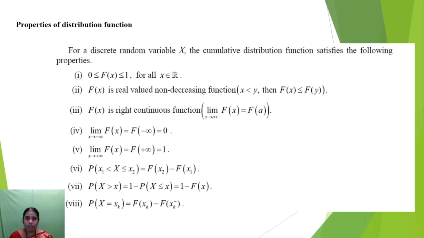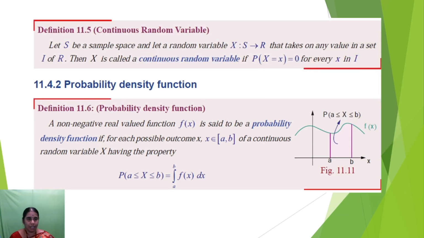Next, properties of the distribution functions. For a discrete random variable, our cumulative distribution function should lie between 0 and 1. It is a real valued and non-decreasing function. F of x is a right continuous function. The limit as x tends to minus infinity takes the value 0, and as x tends to infinity, F of x takes the value 1. The probability that X lies between x1 and x2 is F of x2 minus F of x1. Similarly, p of X greater than x is nothing but 1 minus p of X less than or equal to x. P of X equal to xk is equal to F of xk minus F of xk minus. These are some of the properties of random variables.